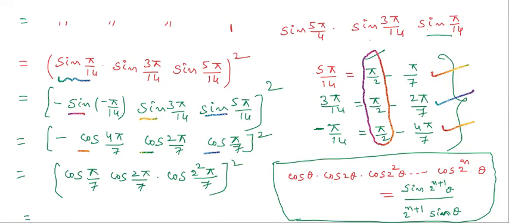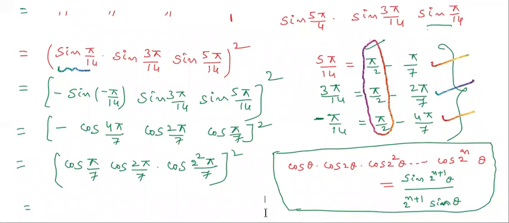See here, totally cos pi by 7, cos 2 pi by 7, cos 4 pi by 7 is there. 4 means I am writing 2 square. So cos pi by 7, cos 2 pi by 7, cos 2 square pi by 7, whole square. Already we know that formula: cos theta into cos 2 theta into cos 2 square theta and so on, cos 2 power n theta, is equal to sine 2 power n plus 1 theta divided by 2 power n plus 1 sine theta.